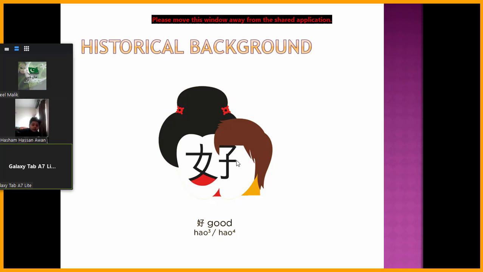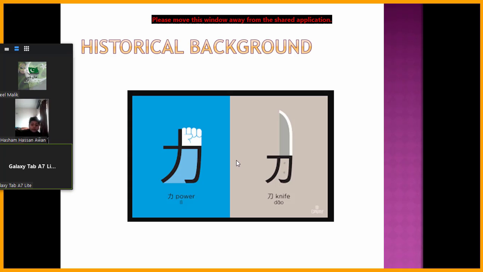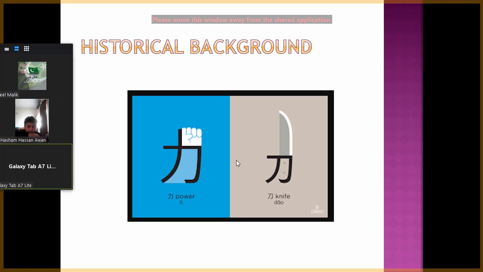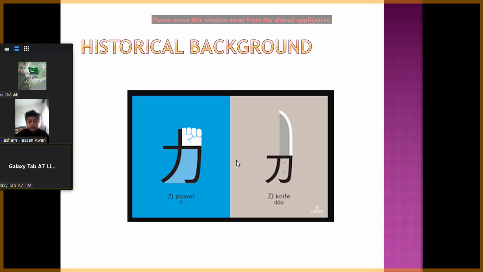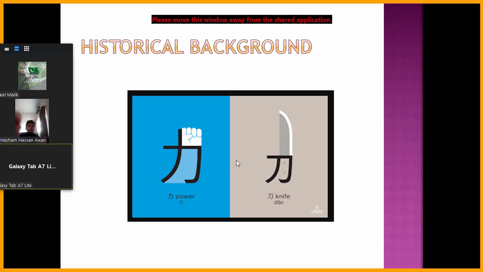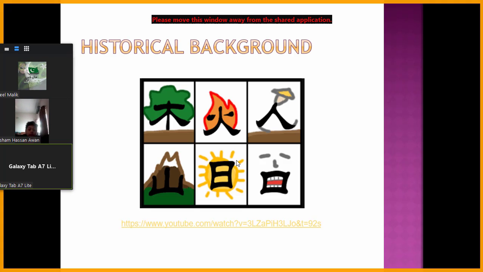Okay, so this is the way they made the words. You will see others like this. These are just symbolic representations. They start making the lines and they can say this is knife, this is power. On the left side you can see they made a punch and it's called par. But in Chinese they call it li, right? And the right side they call it dao. Now dao is knife and li is power, right?